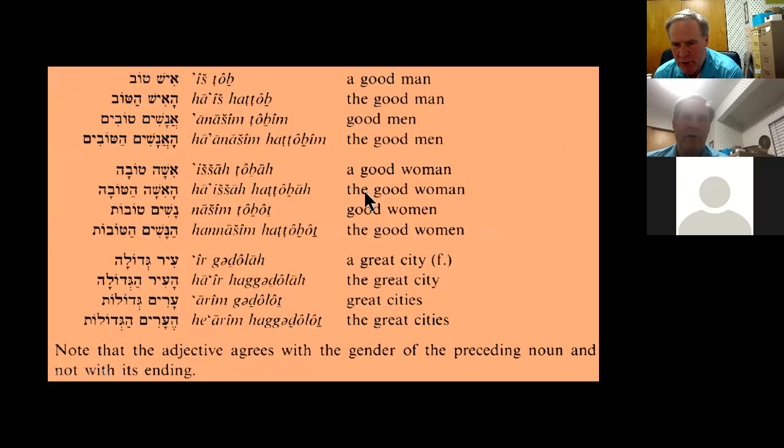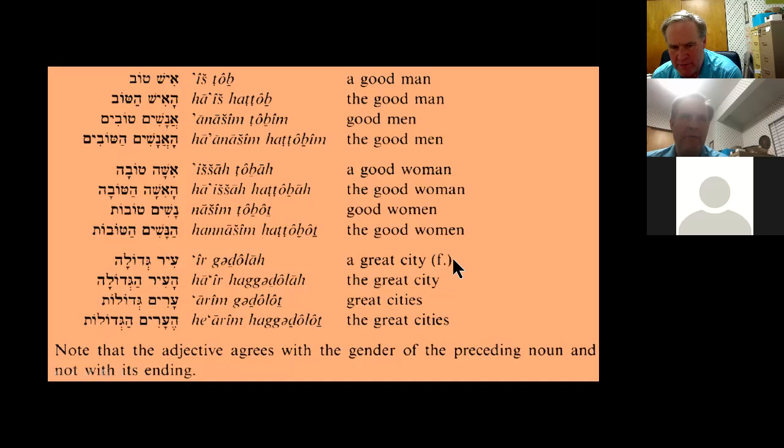If you have the good woman, we want to put the in front of good and the in front of woman. So it's going to be ha-isha, ha-tova. Ha-isha, ha-tova is the good woman. If you make that plural, good becomes tovot, and women becomes nashim. So nashim tovot, good women. Versus you put the, you have to have the in front of good and the in front of women. So it's going to be hanashim hatovot. Hanashim hatovot. We're good so far?